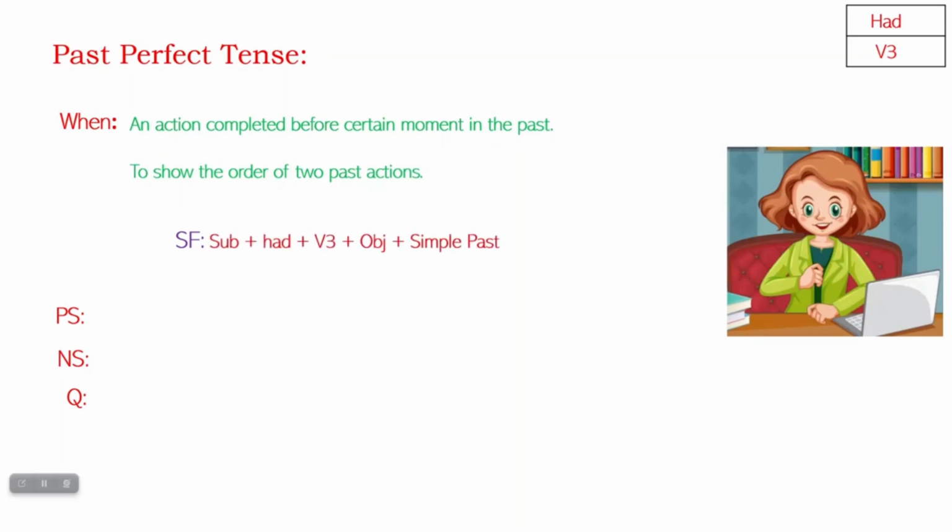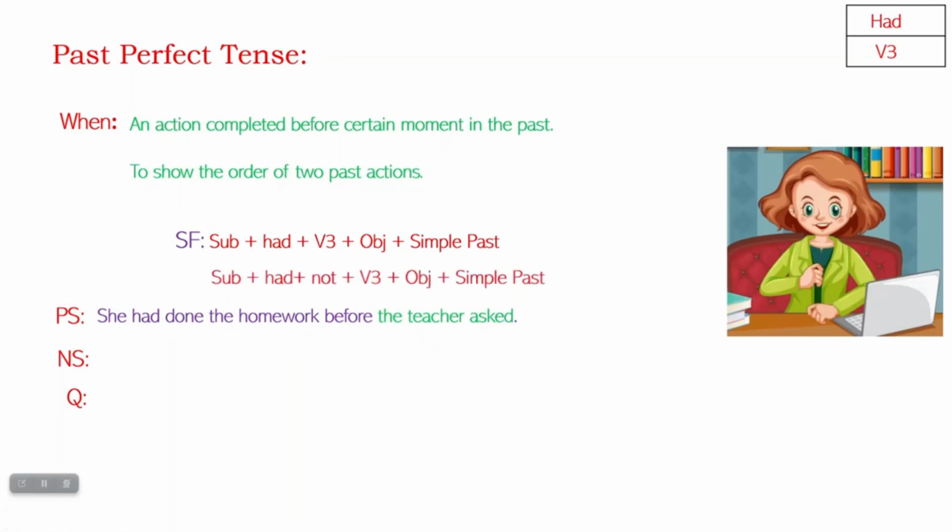Next, sentence formation. See here. Here we are using past perfect tense structure plus simple past. Subject plus had plus V3 plus object plus simple past tense also. Next sentence: she had done the homework before the teacher asked her. Here we have two past events. First completed action we write in past perfect tense, and second completed action we write in simple past.